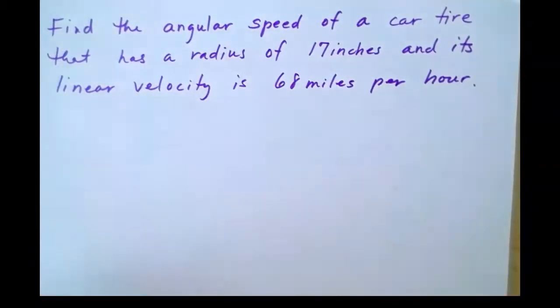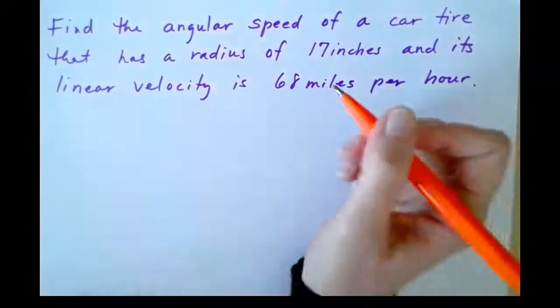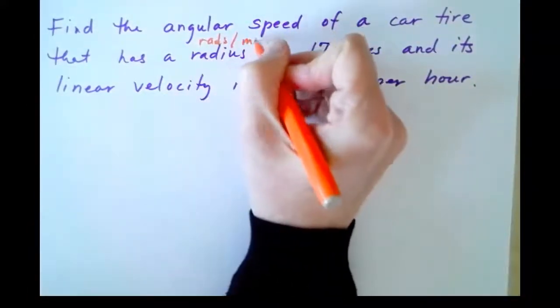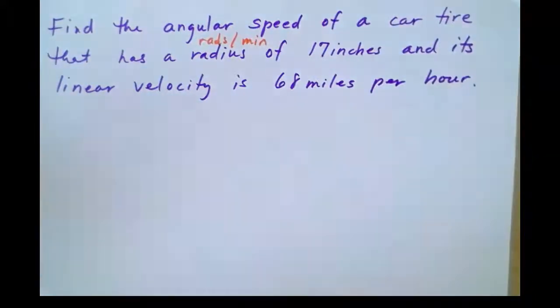Find the angular speed of a car tire that has a radius of 17 inches and its linear velocity is 68 miles per hour. So when we go after angular speed, that is radians per minute. I'll let it be, okay? I will be very specific on the test what unit of time, but I'm just going to call it radians per minute. So angular speed, angular velocity, that's what we're after.